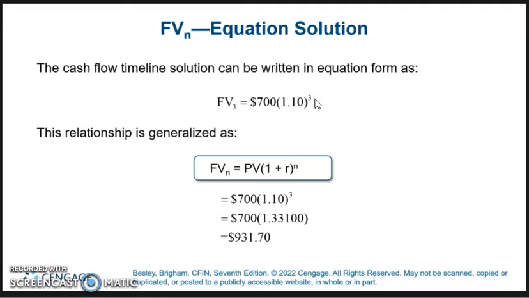So the generalization, or the formula for calculating the future value, is the present value multiplied by 1 plus r to the n power, n being the number of periods and r being the rate of return. So 700 times 1.1 to the third power is $931.70, identical to what we saw using the timeline.